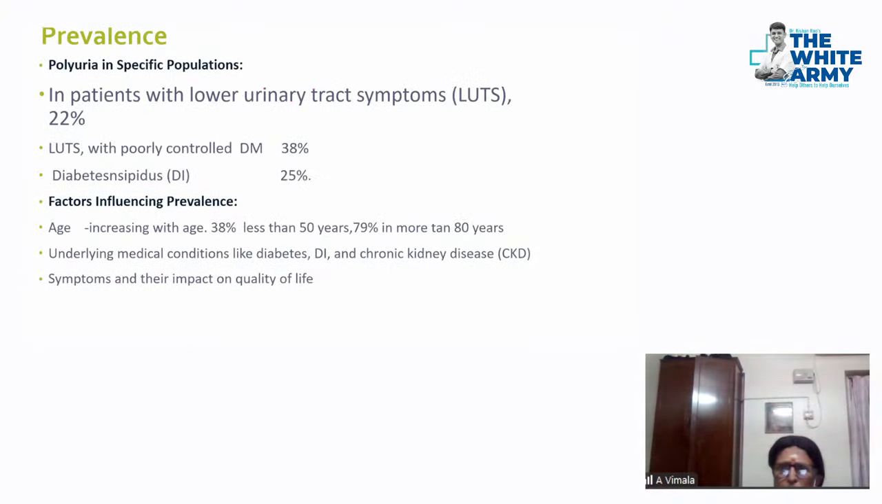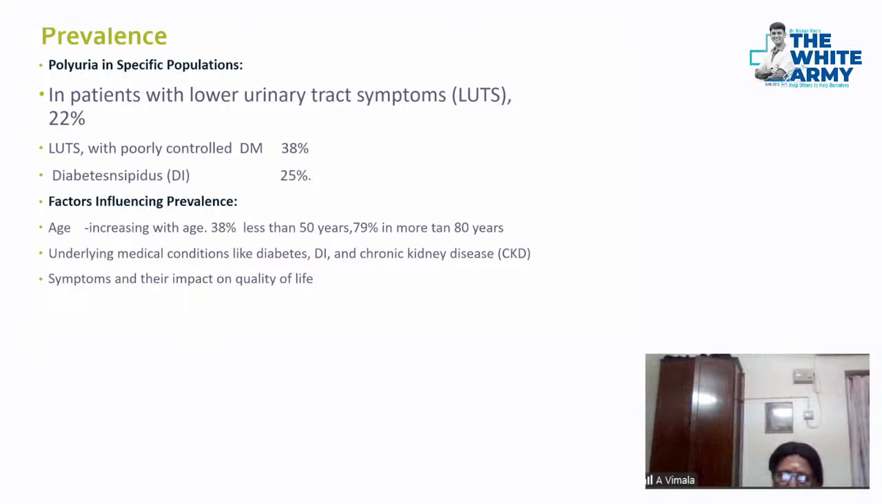In patients with lower urinary tract symptoms, polyuria is around 22%. In poorly controlled diabetes, it is around 38%. In diabetes insipidus, it is around 25%. What are the factors that influence it? Age is an important factor. As we become older, it is around 79%. Underlying medical conditions, diabetes insipidus, chronic kidney disease with a defective concentrating capacity, increase the total urine passed. And this polyuria has an impact on the quality of life.